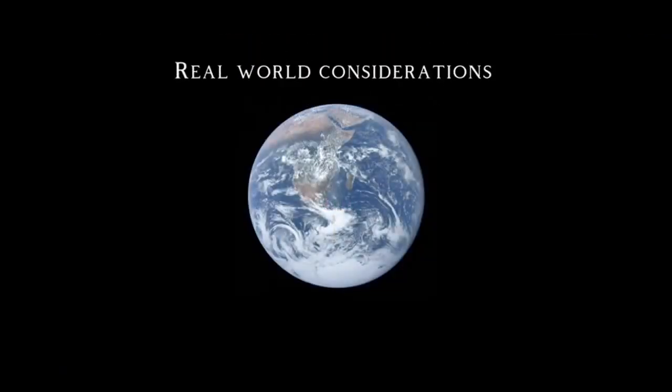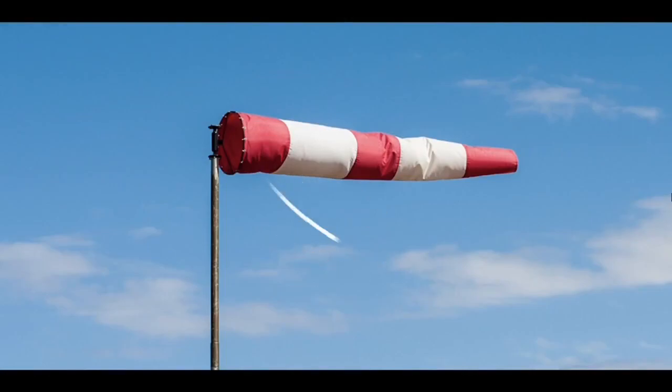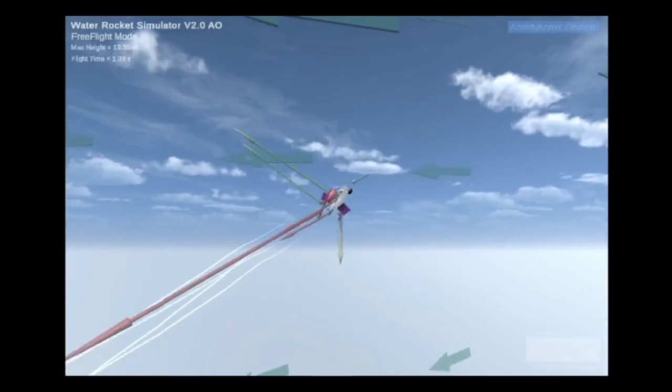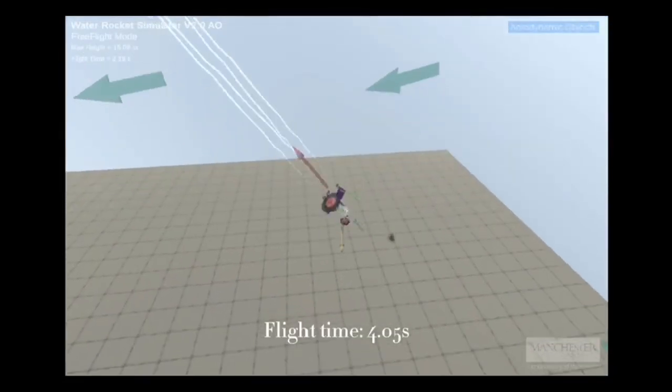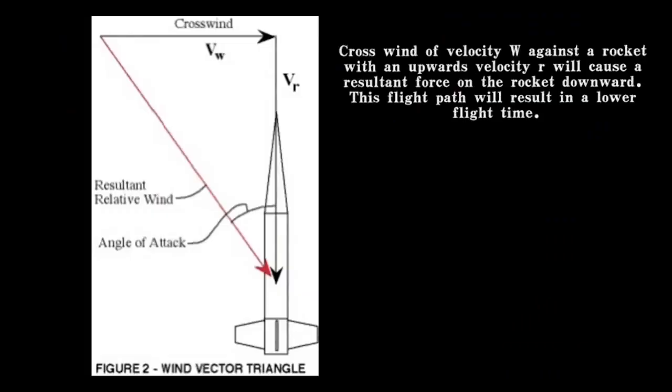Real-world considerations. The main consideration is wind when considering operating weather conditions. When launching a rocket with such a light dry mass, a crosswind can have considerable effects on the flight path and therefore flight time of the rocket. As seen in this image, a crosswind of velocity W against a rocket with an upwards velocity R will cause a resultant force on the rocket downwind. This flight path will result in a lower flight time.